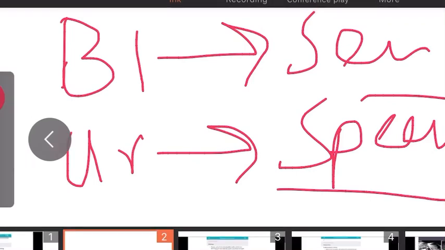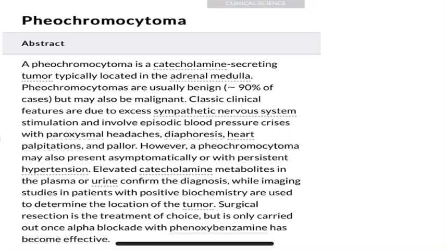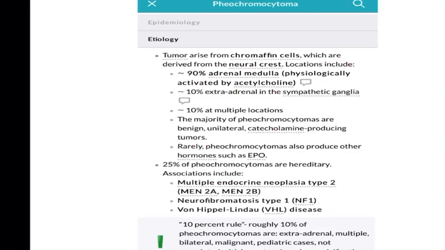All right, now let me tell you about imaging. We check the biochemistry for positivity. Positive biochemistry means that norepinephrine and epinephrine are increased in the blood and urine, and then we do a CT scan or MRI to localize the tumor. I hope you understand. And the treatment? Surgical resection is the treatment, and we also give an alpha blocker, phenoxybenzamine, which is effective.